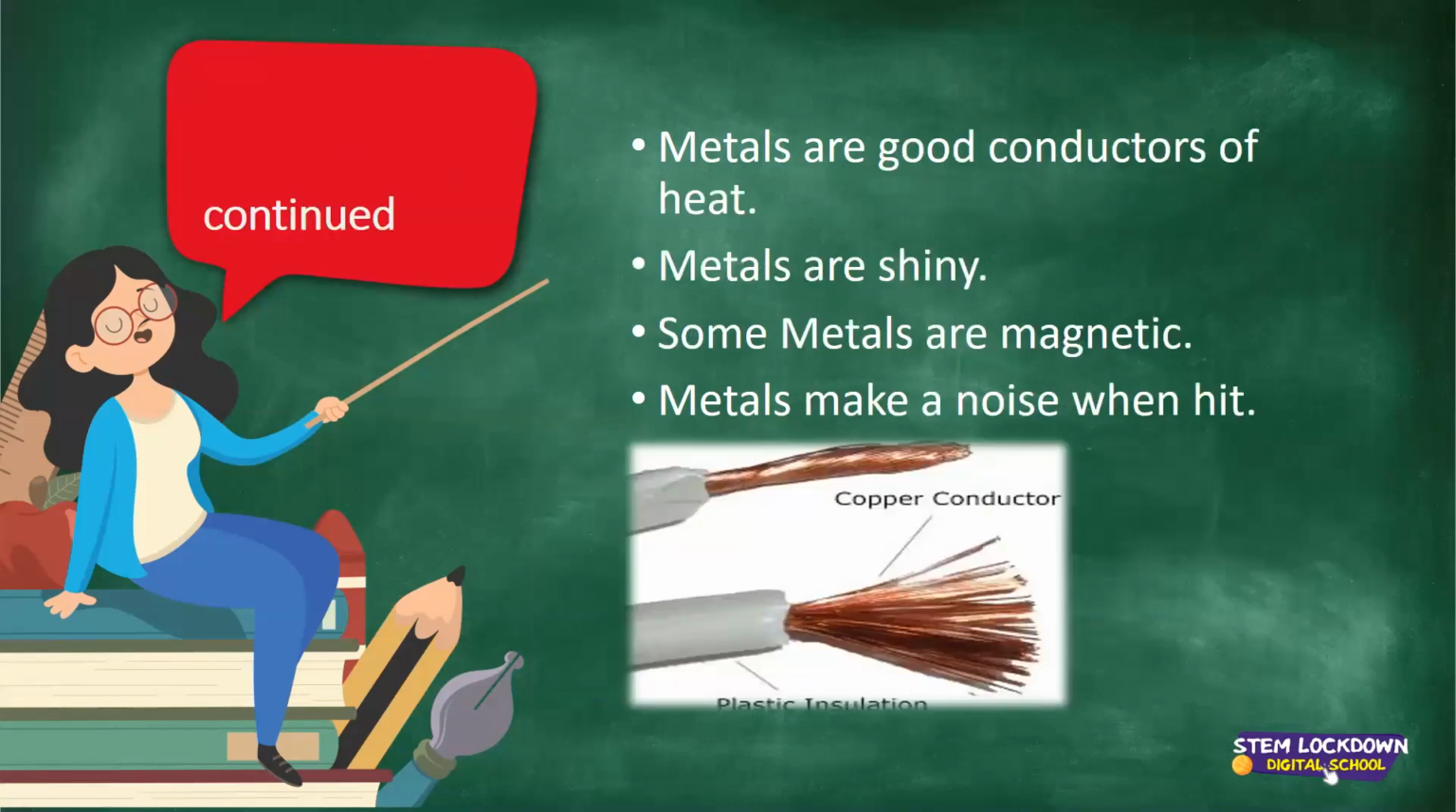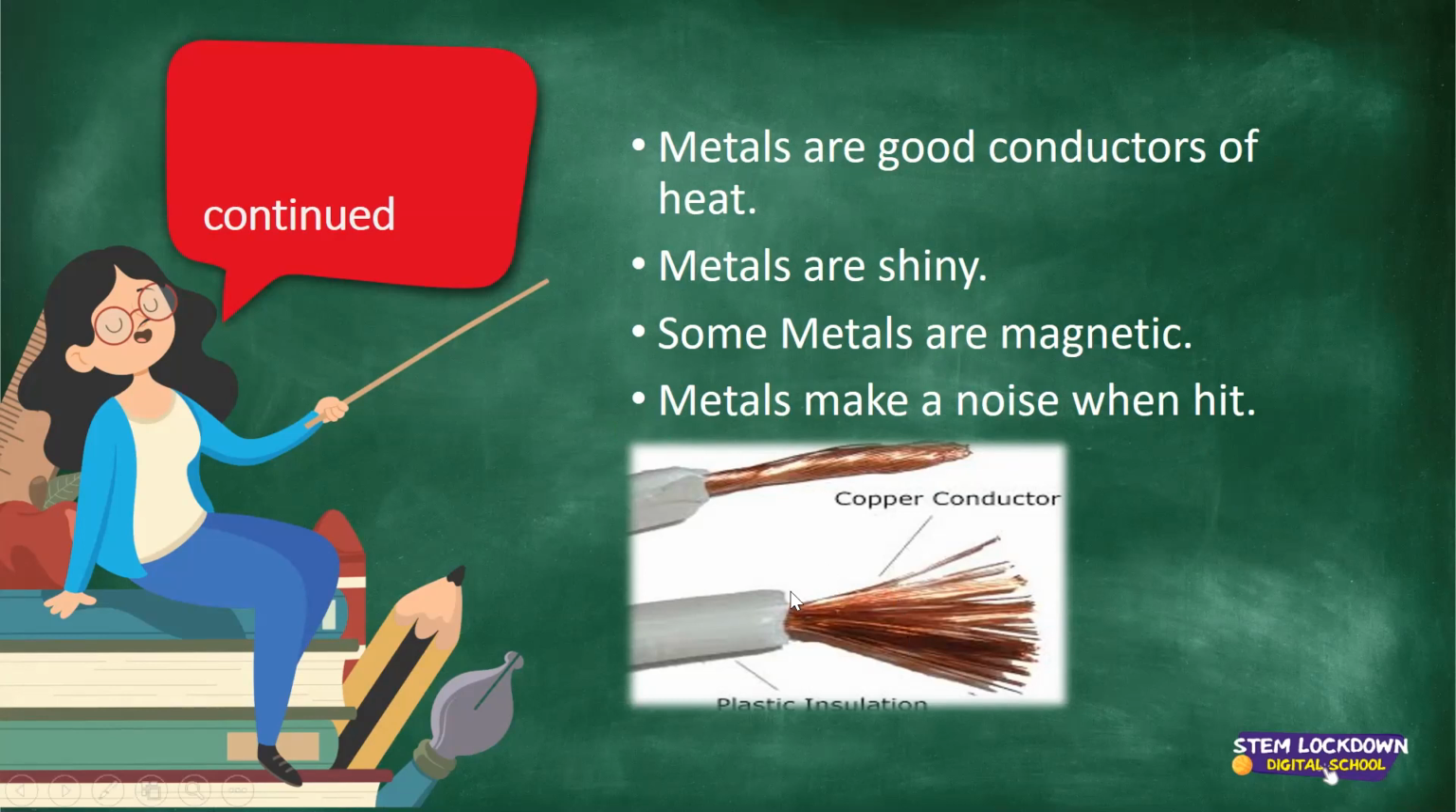Metals are shiny. Most metals that we know are shiny unless they are painted. If you paint a metal, obviously it will not be shiny, but most of them are shiny. It's also important to say that some are magnetic and some are not. And when you hit a metal, whether it's a pen or a metal pole, it will make noise when you hit it. So that is one of its properties.